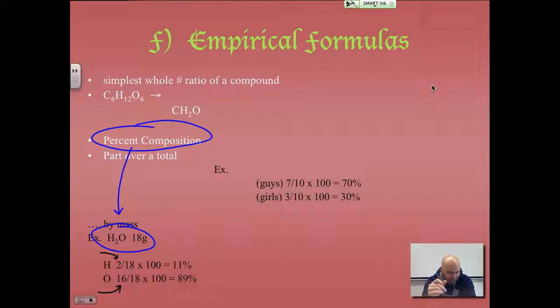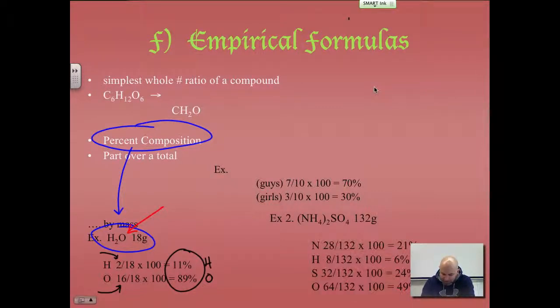Same thing for the oxygen. So even though I have only 1 oxygen and 2 hydrogens, I have a lot higher percentage oxygen than I do hydrogen because it's much more massive. So if I want to know my percent composition by mass of elements in a compound, you take the mass of each of the ones, and if you have more than one, you would multiply by that factor, and take that over the total.